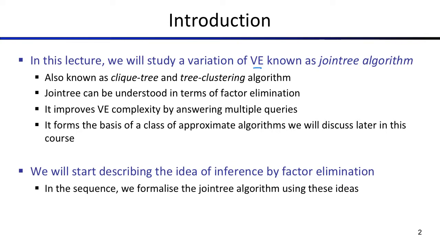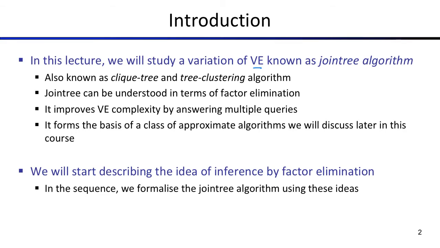So we're going to start this lecture by discussing the idea of factor elimination, and we're going to improve the initial algorithms that I'm going to propose with this idea until we get to the point that we will propose the final Jointree algorithm. And I'm going to show a few examples of this algorithm working for both Bayesian and Markov networks.